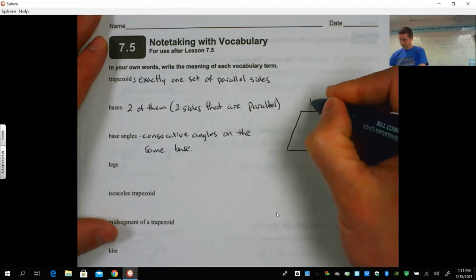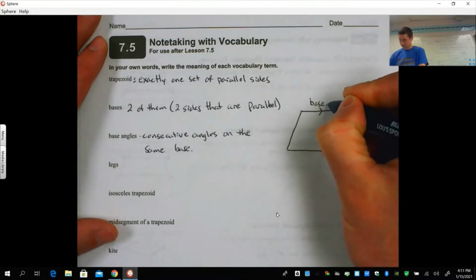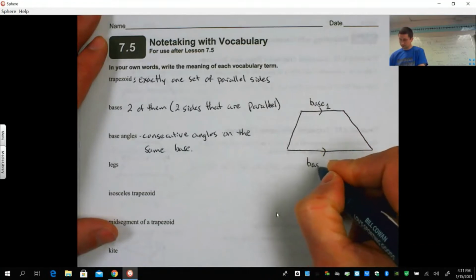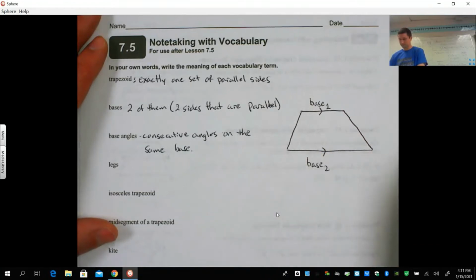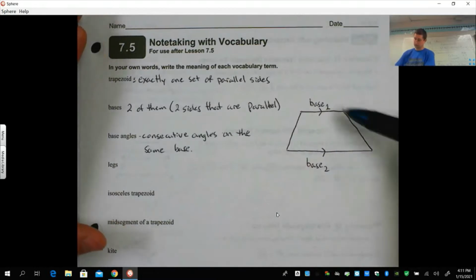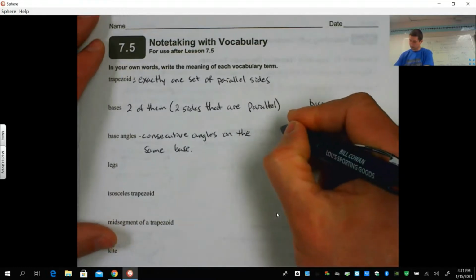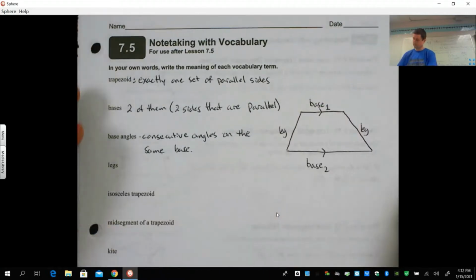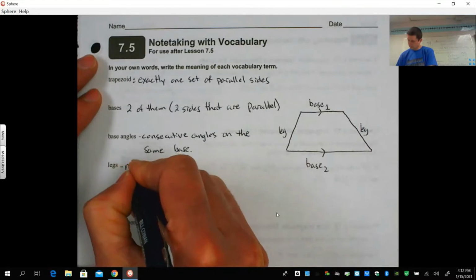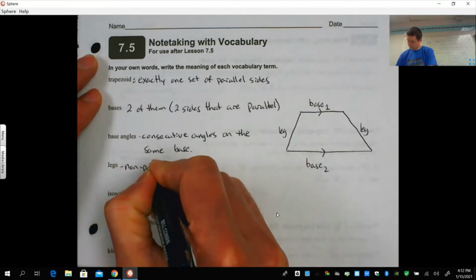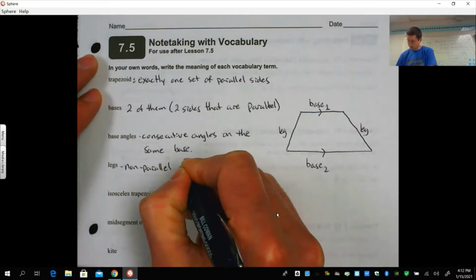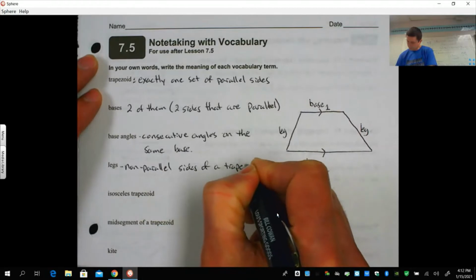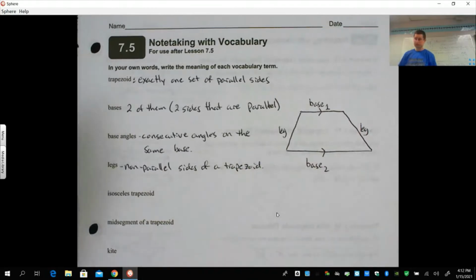I'm going to refer to the top as base 1. That's the first base. Use a subscript there. The bottom is base 2. And those are just referred to as the bases. The base 1, base 2. These would be the legs, leg and leg. That's the next thing here. So it's the non-parallel sides of a trapezoid. Non-parallel sides of a trapezoid.